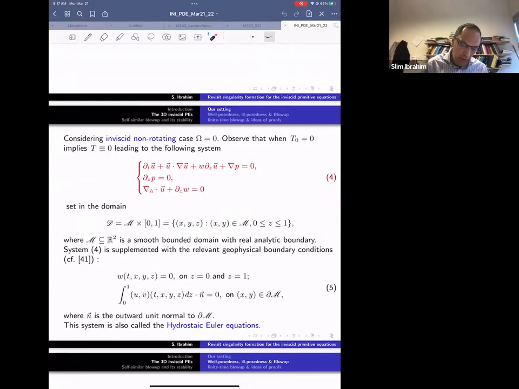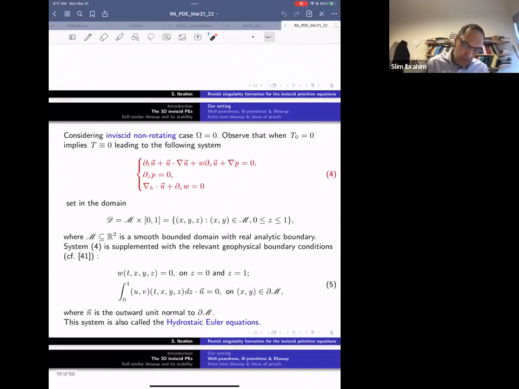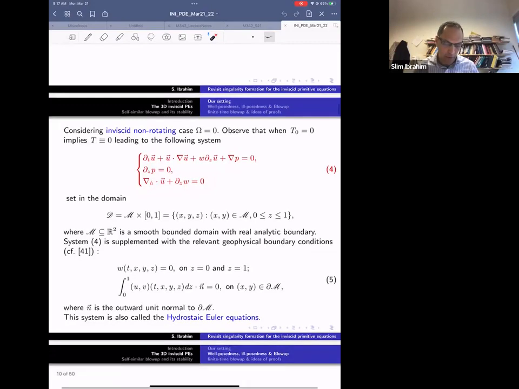Now, if we ignore the rotation, which is not the focus of this talk, then the inviscid primitive equation is this set of equations colored in red. This is the momentum equation. U is the horizontal component of the velocity, U1, U2, or U and V. And W is the vertical component. And as I said, it's slaved by this incompressibility condition.